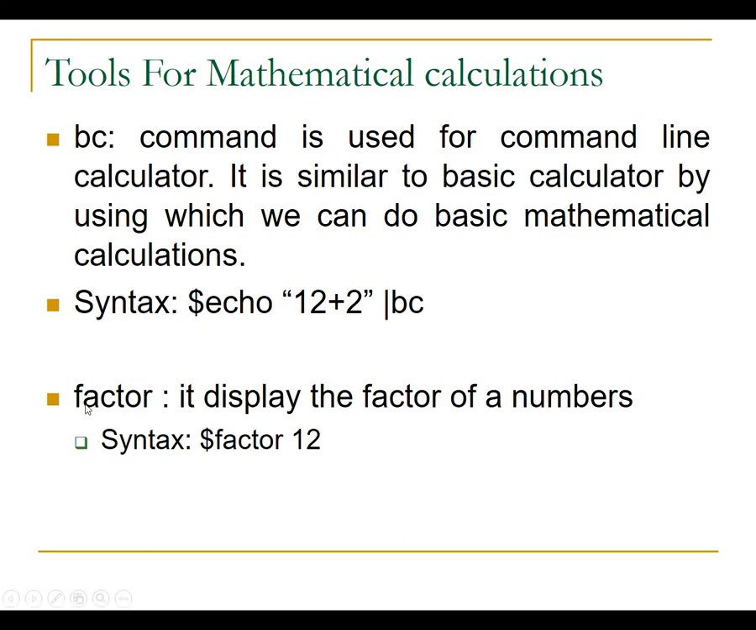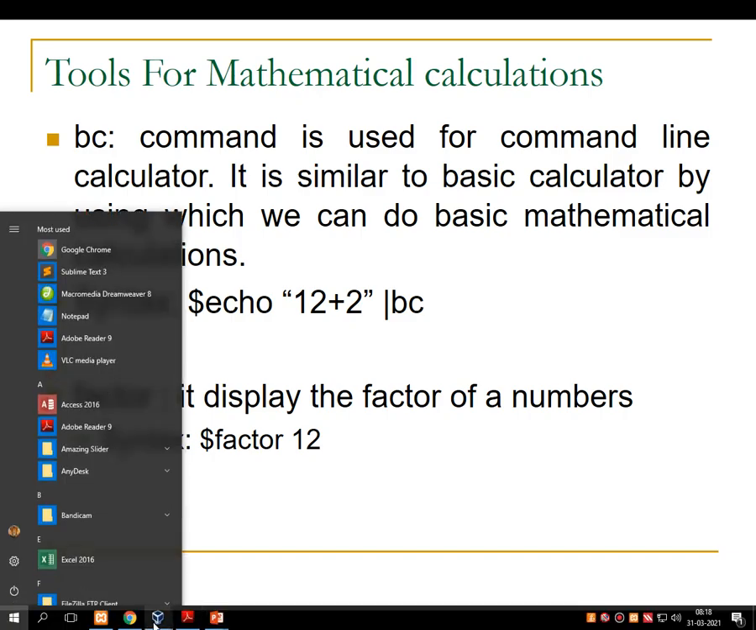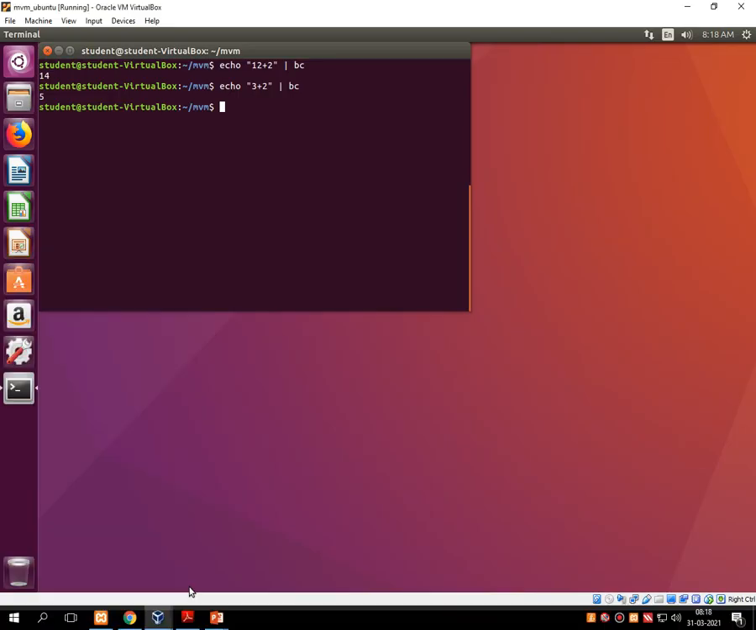Next one is factor. It displays the factors of a number. Whatever number you enter after the keyword factor, it prints its factors onto the screen. So the factors of 12 are 2, 2 and 3.